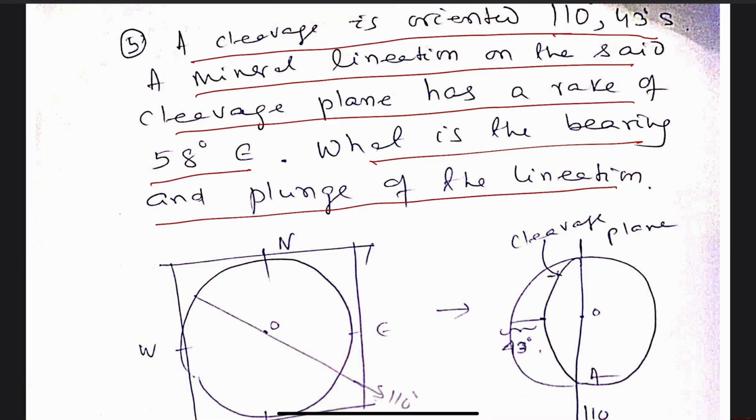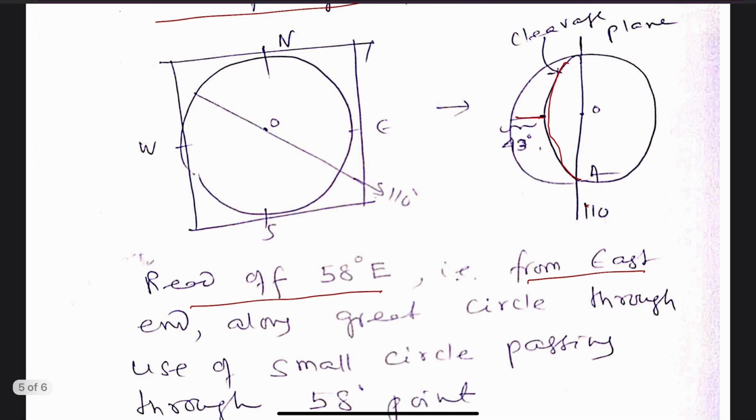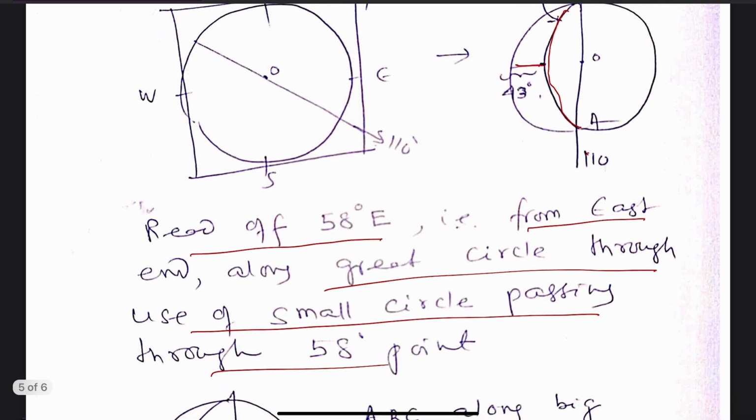Cleavage has been given with dip and strike. So first we have to draw the cleavage. So this is the cleavage having 110 degree strike, dip amount 43 degree, this is 43 degree. The mineral lineation on the said cleavage plane has a rake of 58 degree east. So we have to read 58 degree from the east end along the great circle. So use the small circles passing through the 58 degree point.